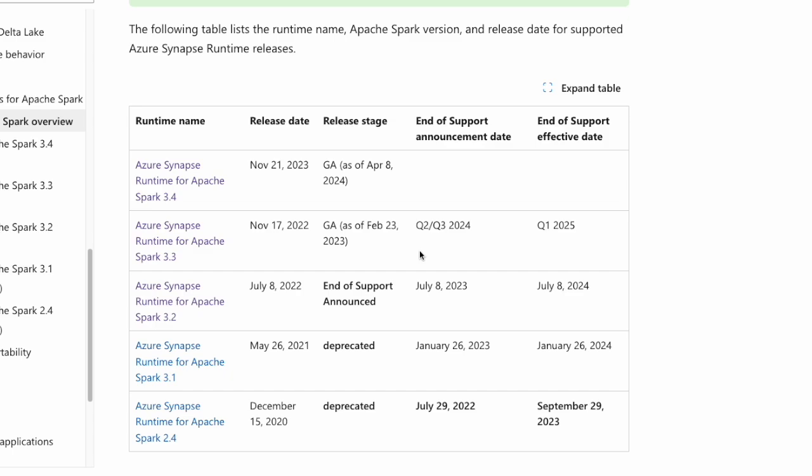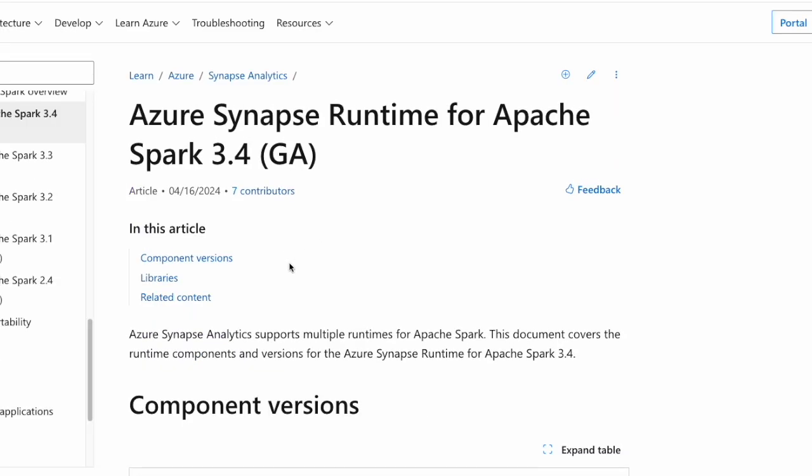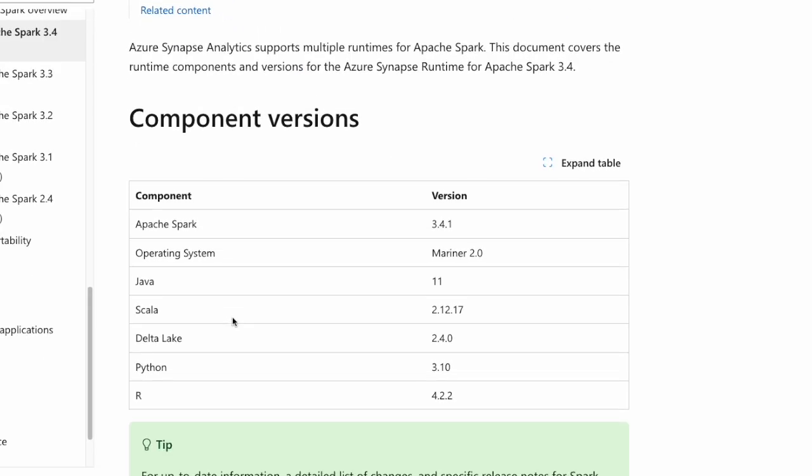This is the other one where you should look at the Synapse Spark runtimes that it offers. The latest one that Synapse offers is Spark 3.4, which was GA'd on 8th of April 2024. So it's still not the latest. I think 3.5 is not yet here. It might come, but I'm not sure. They have not mentioned it.